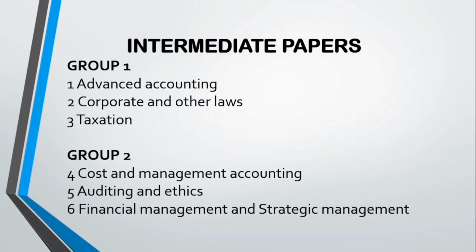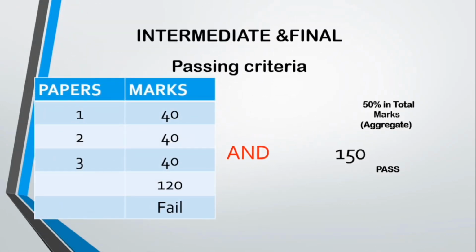Group 1 includes paper 1 advanced accounting, paper 2 corporate and other laws, paper 3 taxation. Group 2 includes paper 4 cost and management accounting, paper 5 auditing and ethics, paper 6 financial management and strategic management. The intermediate exam also requires a minimum of 40% in each paper and 50% in both groups.